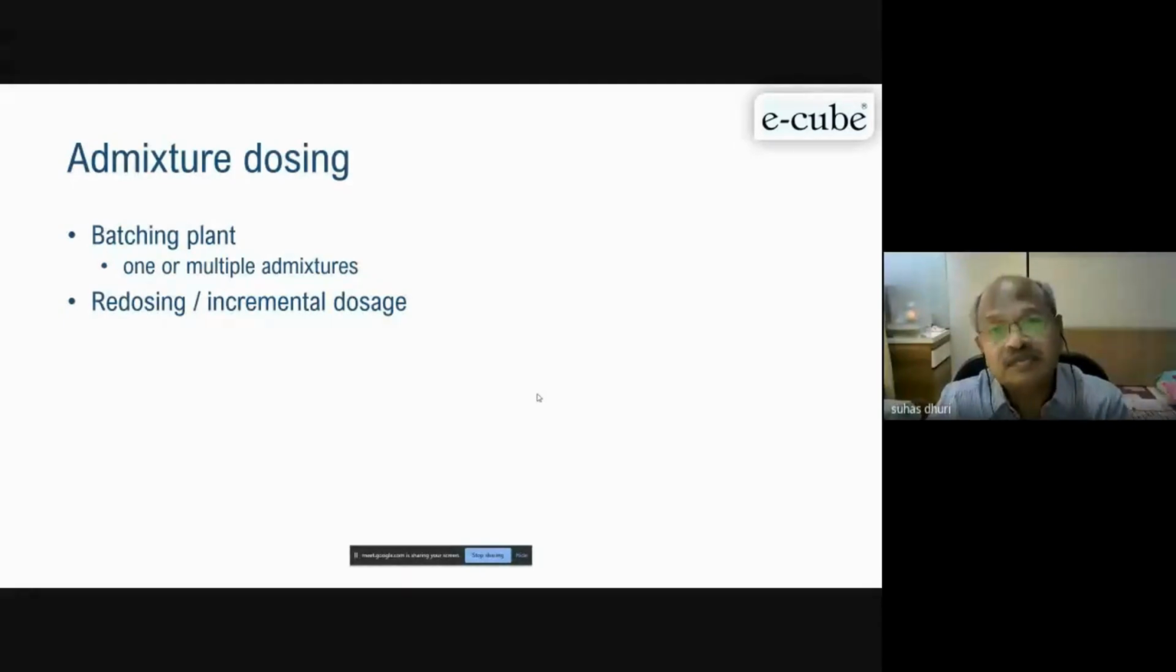Secondly, redosing. Suppose you have applied the concrete and once it has reached the site, you find you have lost the slump. Then we can do redosing. But whenever you are doing redosing, you must consult with the QC engineer of that particular RMC. Find out which admixture they used and what is the maximum recommended by their manufacturer. Within that window only we can use redosing. Otherwise, it's not allowed.